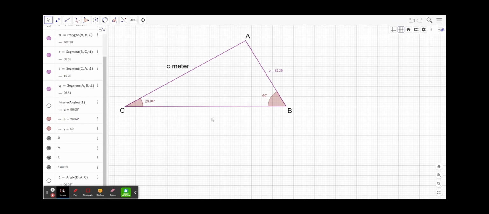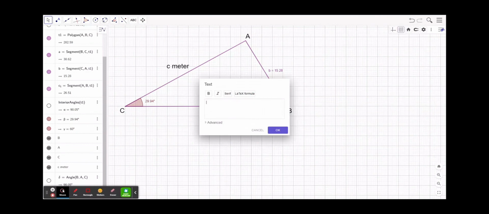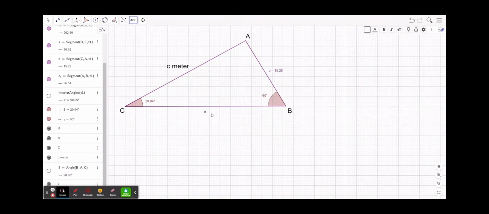Before that, let's label all of the sides of the triangle to make it easy for us to recognize which sides we refer to. Okay, side AB as c, side BC as a, and side AC as b. Now we would like to find the length of AC, or b meter here.